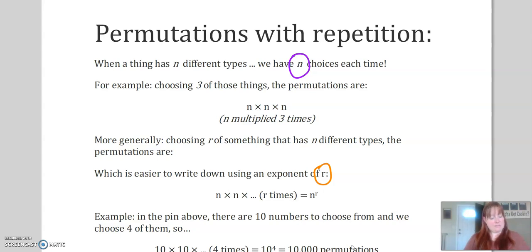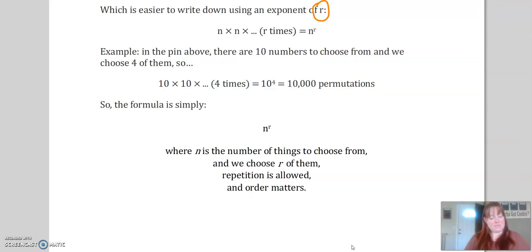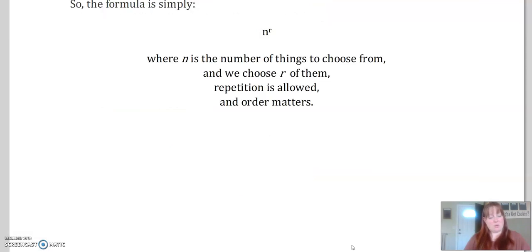So in our example of the phone PIN, we have 10,000 different options. And so our formula is actually very simple. N to the r. We just take however many choices we have, and multiply it by itself r times, which is how many options we have.